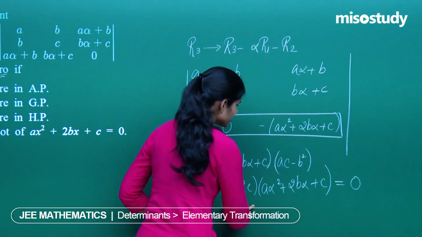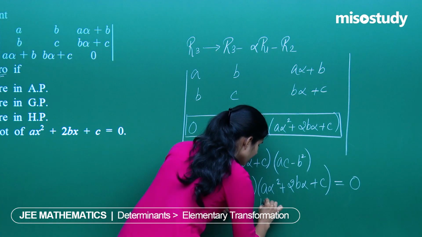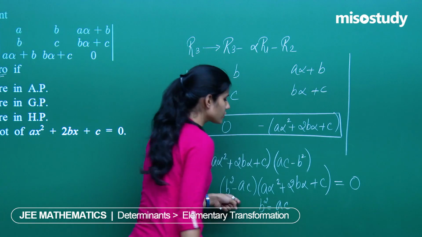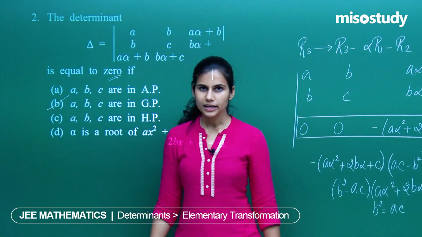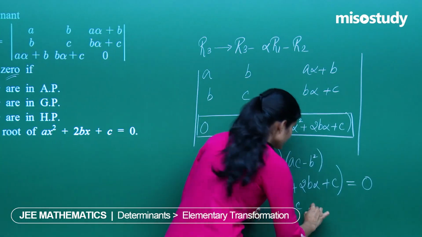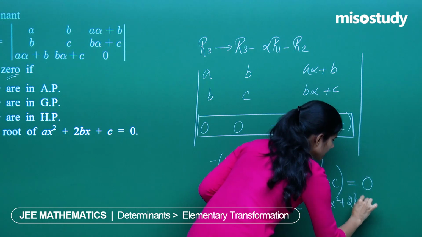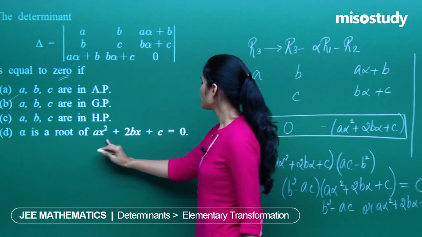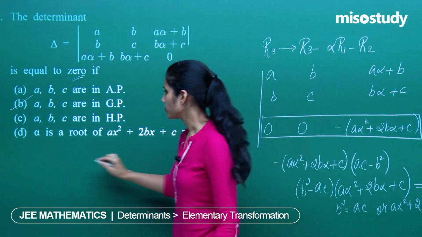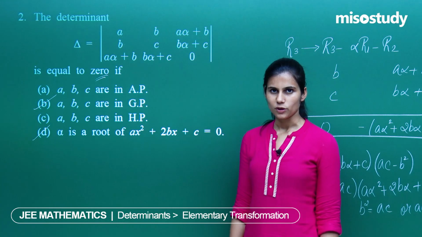This is 0 when either this is 0 or this is 0. B square minus AC is 0, that means B square is equal to AC, that means A, B, C are in GP, or A alpha square plus 2B alpha plus C is 0, which means alpha is the root of AX square plus 2BX plus C equals 0. So these are the two correct options in this particular question.